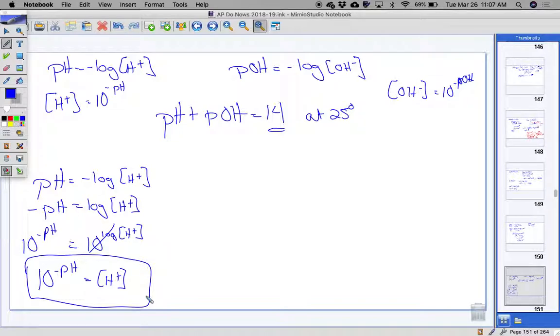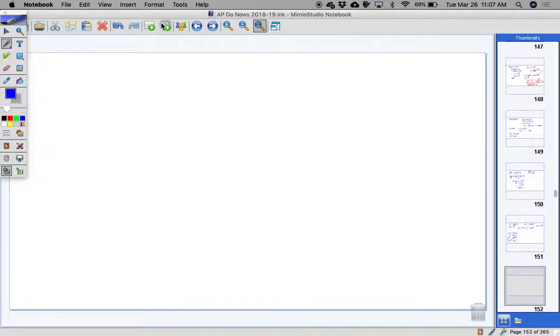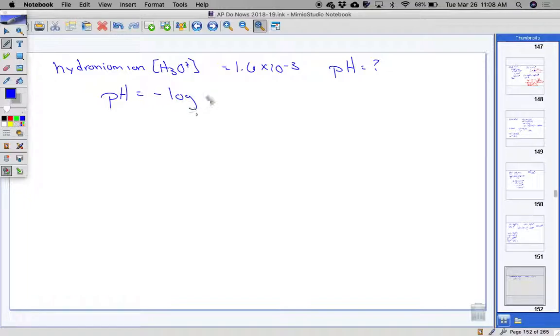All right, let's look at the next sample problem. How can we attack this one? It says, suppose the hydronium ion. What's the hydronium ion? H3O plus. The concentration in vinegar is 1.6 times 10 to the negative 3. What's the pH? Easy, right? How do we find it? Negative log of H plus. So stick it in your calculator. Somebody tell us what it is. 2.8.